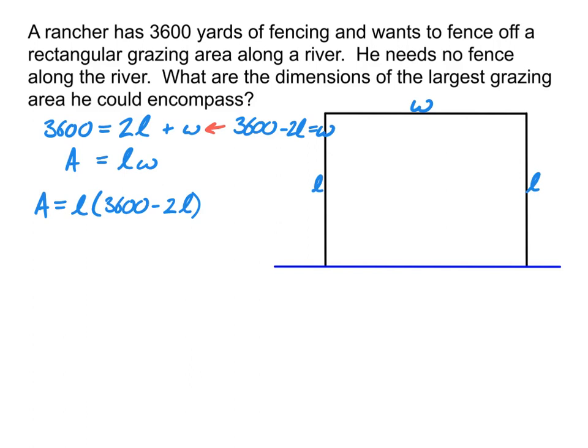Now I think it's probably going to be a little bit easier if I go ahead and distribute there, so I'm going to distribute that L in. So we're going to make that into 3,600L minus 2L squared.